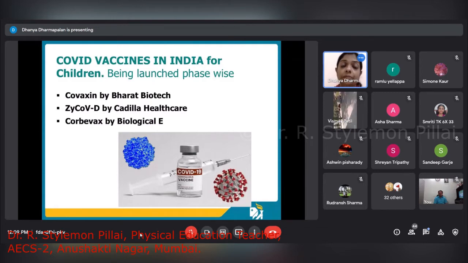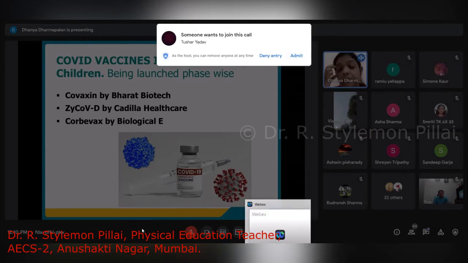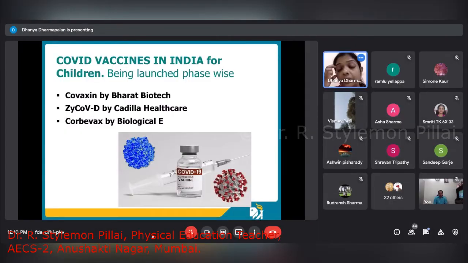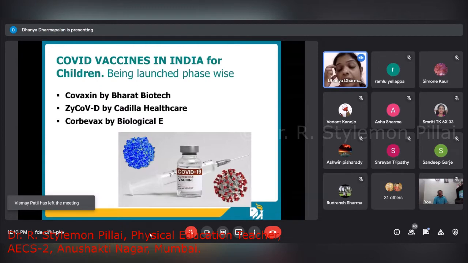And COVID vaccines have also been authorized for children. Presently, the program is for 15 years and above. There may be plans by the government to bring it down to your age, but we'll have to wait for that. But at present, in India, we have these vaccines, which have received license for COVID, which have received emergency use authorization.